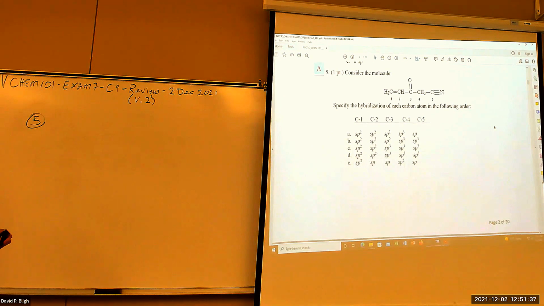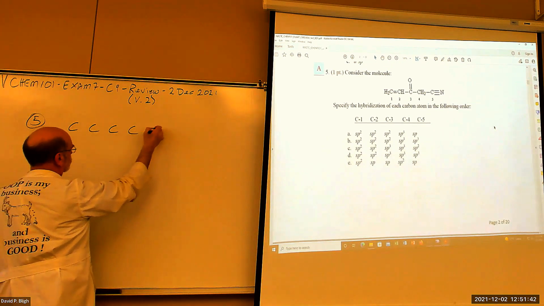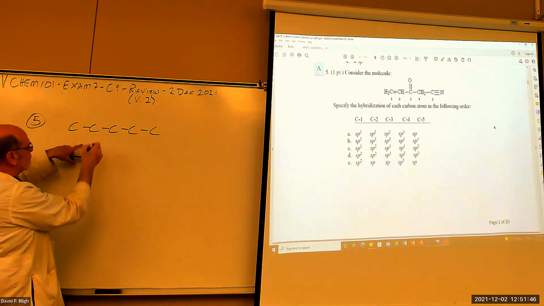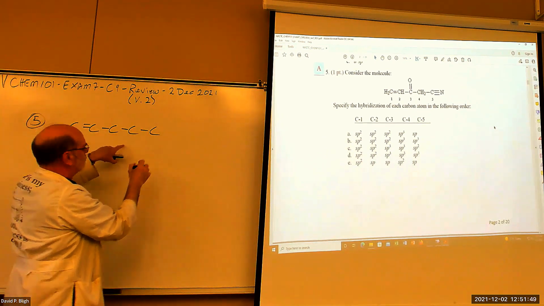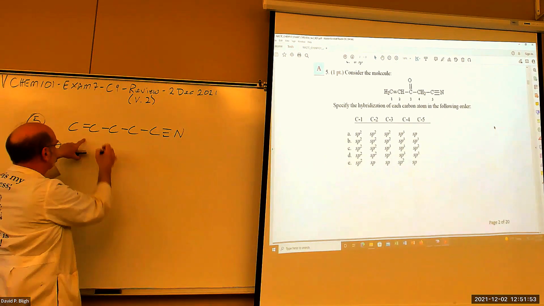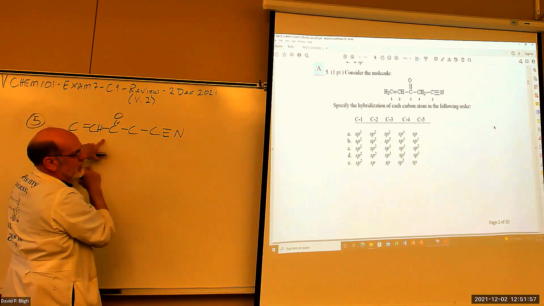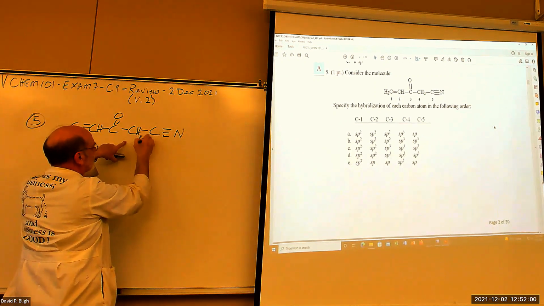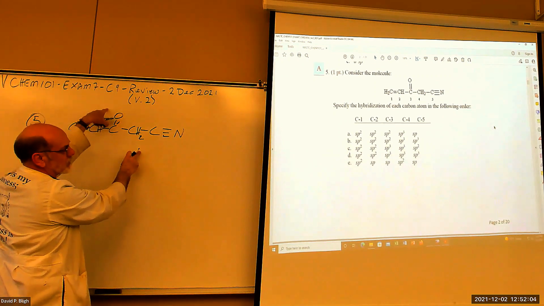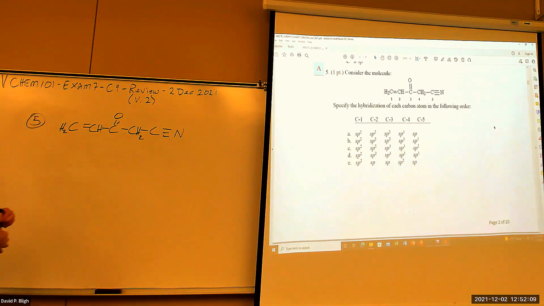Okay, so what do we have? 1, 2, 3, 4, 5 carbons. 1, 2, 3, 4, 5. And let's see. This one is a double bond. This one is a triple with a nitrogen. This one has 1 hydrogen. This one has double bond oxygen. This one has 2 hydrogens. There. This one has 2 hydrogens.